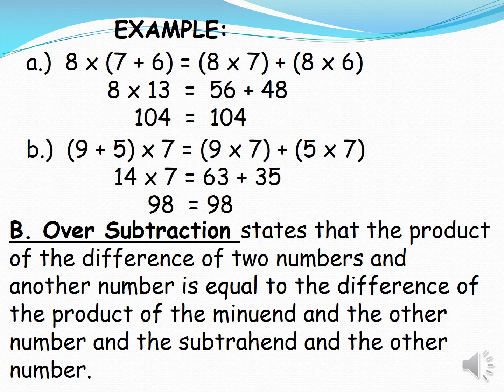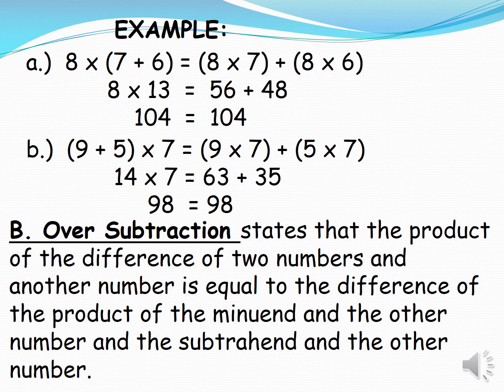Letter B. Quantity 9 plus 5 times 7 is equal to 9 times 7 plus quantity 5 times 7. So we have here 9 plus 5 is equal to 14, times 7 is equal to 98. 9 times 7 is equal to 63, plus 5 times 7 is equal to 35. 63 plus 35 is equal to 98.